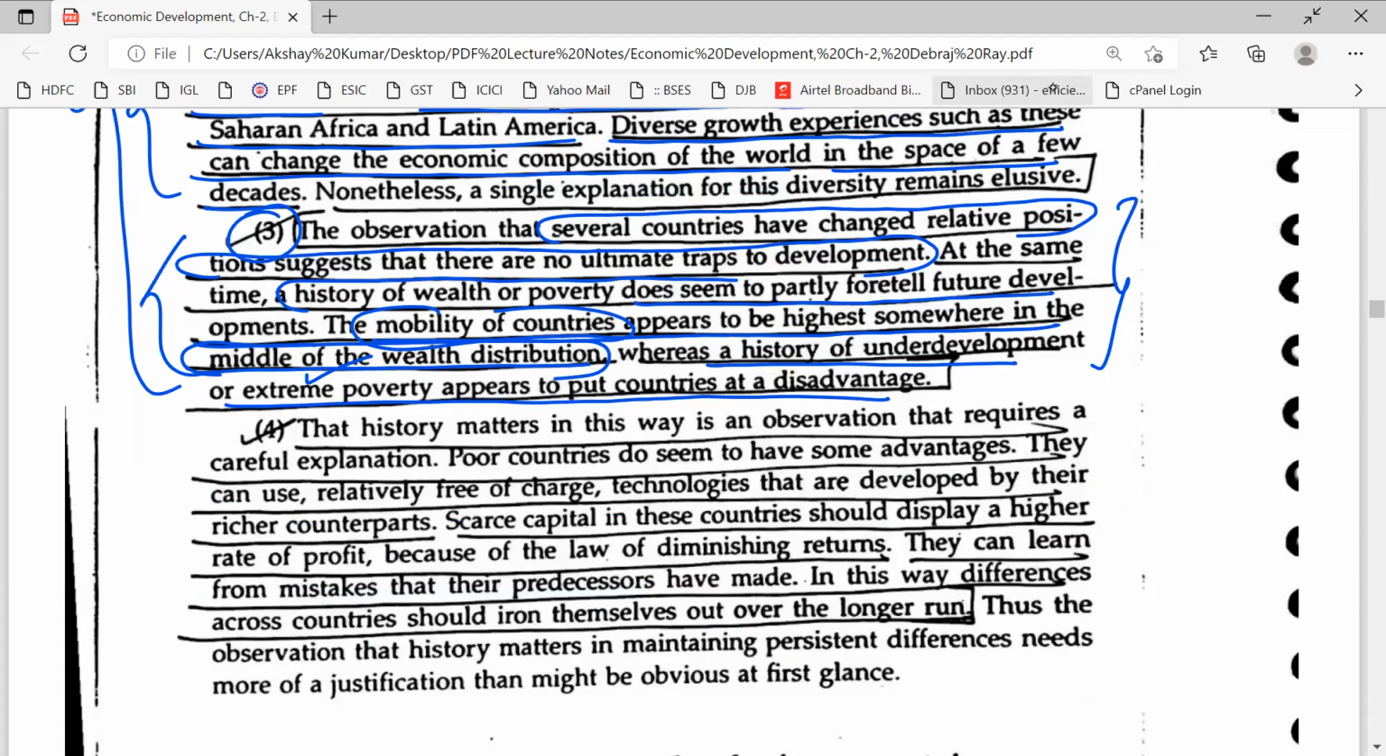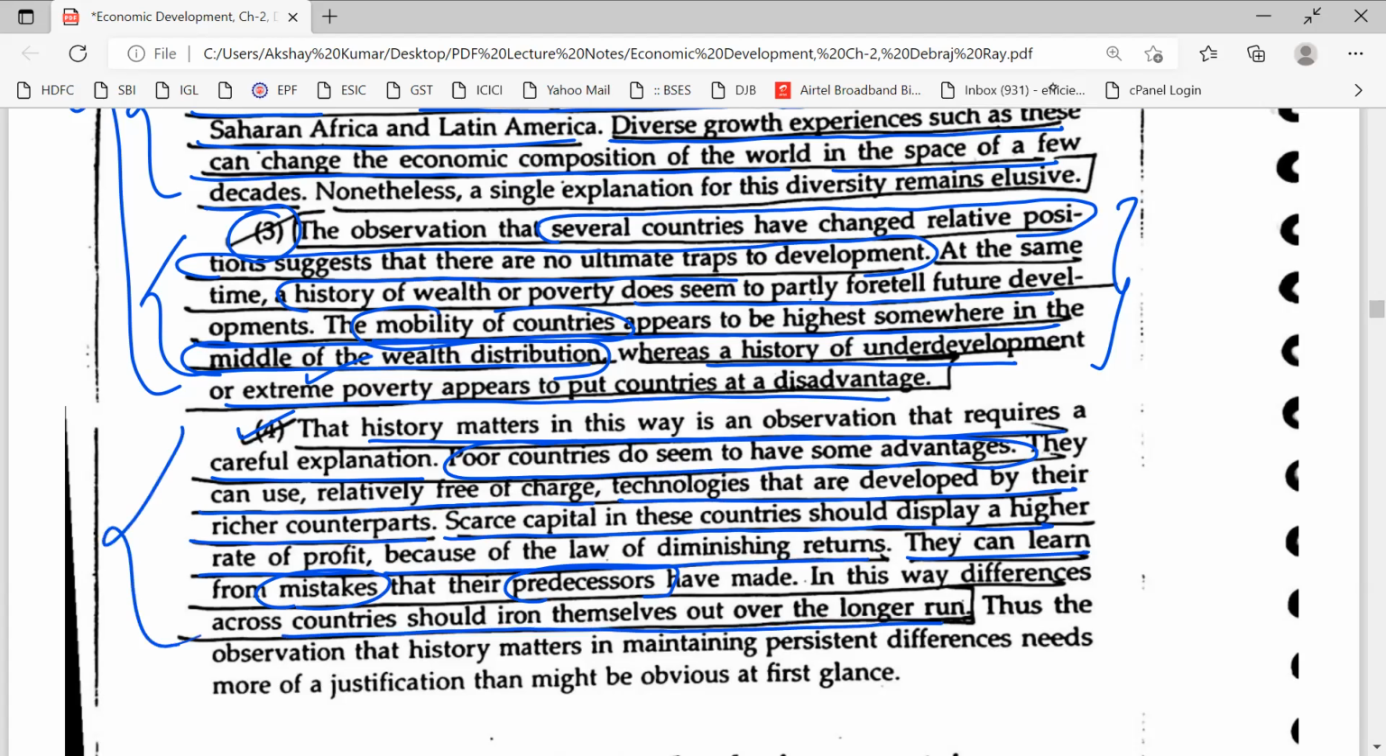Okay, and the fourth point, history matters in this phase, an observation that requires a careful explanation. Poor countries do also seem to have some advantages. They can use relatively free of charge technologies that are developed by their richer counterparts. Scarce capital in these countries should display a higher rate of profit because of the law of diminishing returns. All of us know it from microeconomics theory. Any resource which is scarce is going to have higher returns. So the poorer economies can learn from the mistakes that their predecessors have made. In this way, the differences across countries should iron themselves out over the long run.